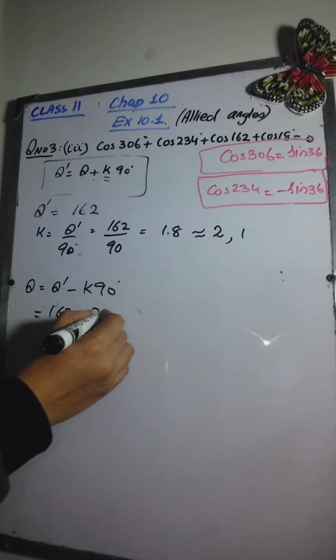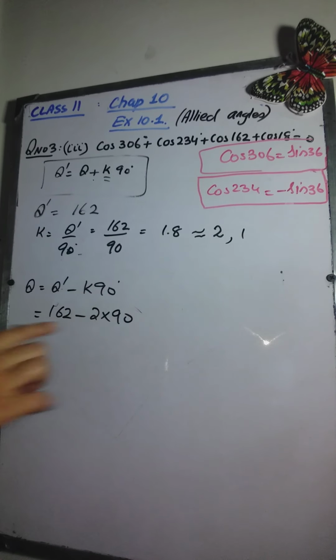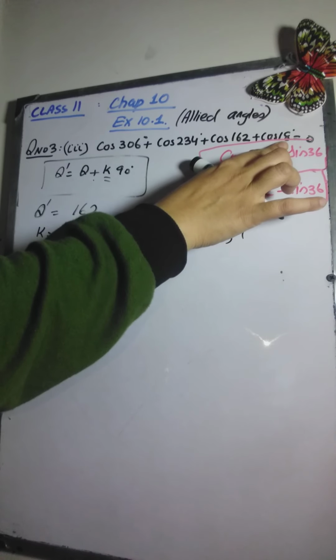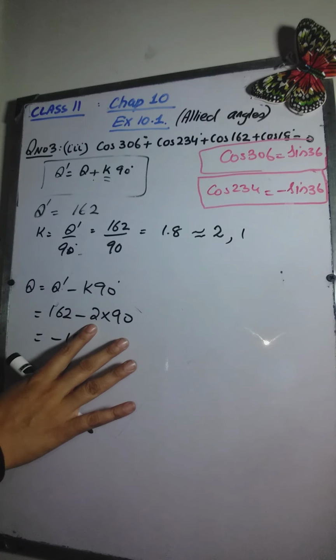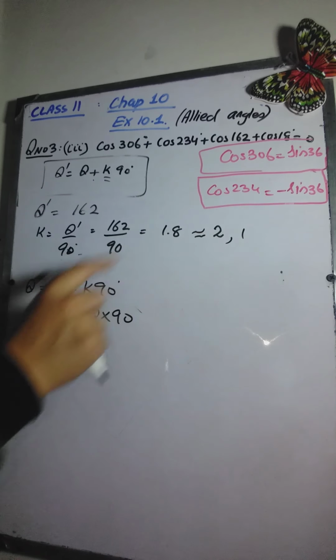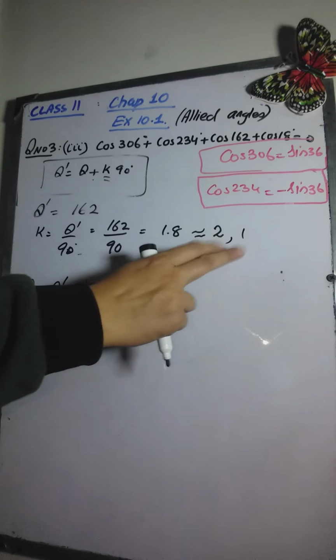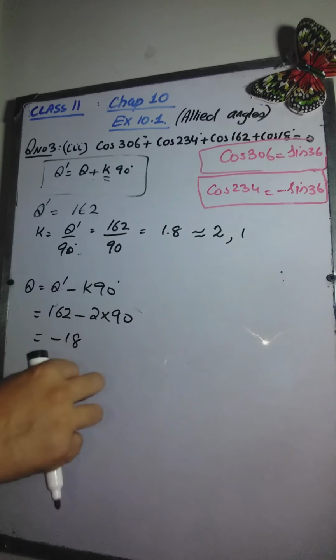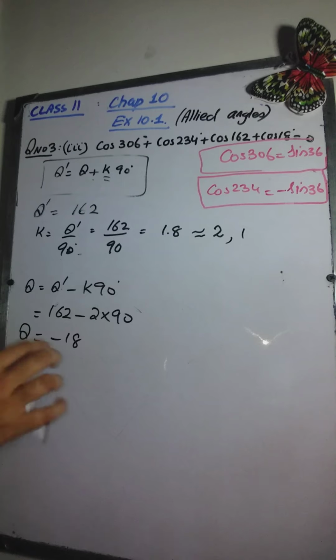If you put k equal to 2, what will be the value over here? 162 minus 2 times 90 gives us negative 18. This is equal to negative 18. We know that we have an 18 degree over here, so it's better to take k equal to 2 than to take it equal to 1. Over here, taking k equal to 2 is more helpful. You just have to try both these values. Whichever leads you to the better result, you are going to choose that. So theta is equal to negative 18.